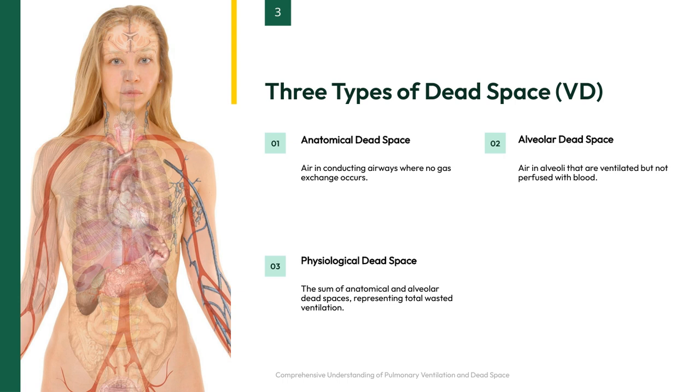Next, we have alveolar dead space. This is the air in alveoli that are ventilated but not perfused with blood, meaning no gas exchange happens there either. Finally, the third type is physiological dead space, which is essentially the sum of the anatomical and alveolar dead spaces. It represents the total amount of ventilation that doesn't contribute to effective gas exchange, what we call wasted ventilation. Understanding these distinctions helps us grasp how ventilation efficiency can vary and why certain conditions impact oxygen exchange. This concept ties into the overall theme of optimizing respiratory function and assessing lung health.